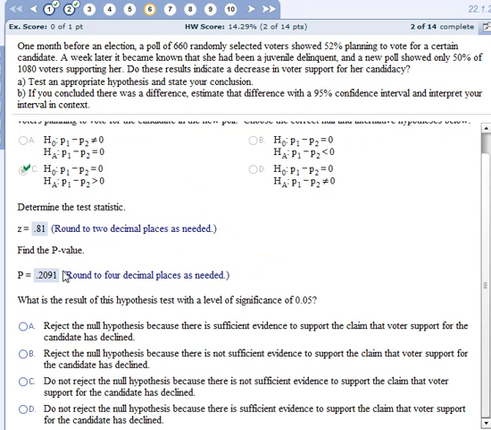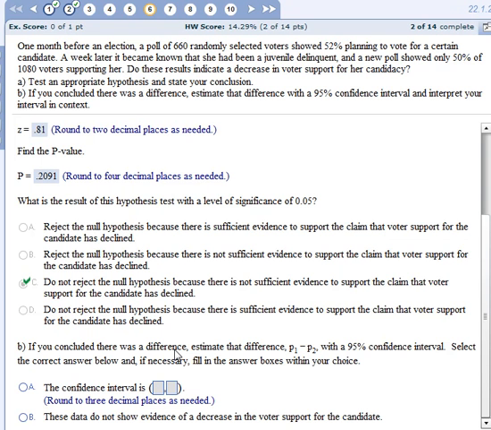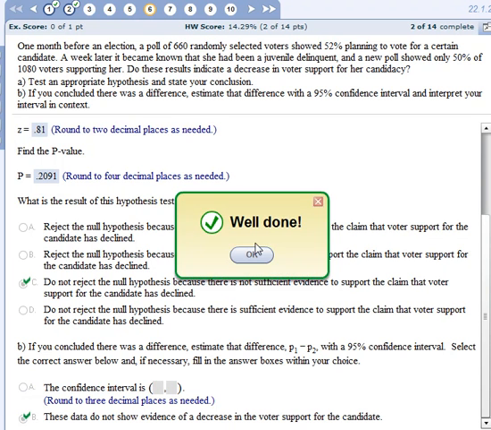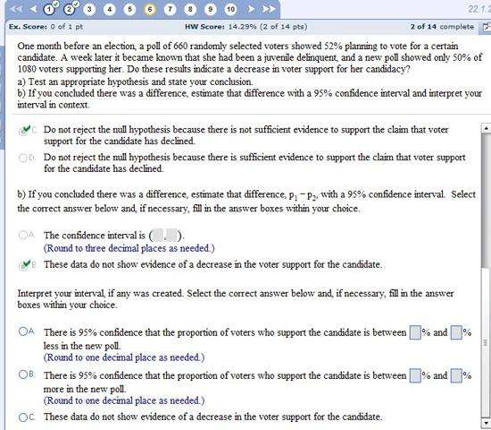Okay, now this is a large p-value, so we fail to reject the null hypothesis, which means there is not sufficient evidence to indicate a decrease in voter support. Yeah, it's C. We fail to reject. Okay, and then finally, if you concluded there was a difference, which we did not, so we get to stop. Interpret your interval if any was created, but we didn't have to do one. Yay. And that's it.